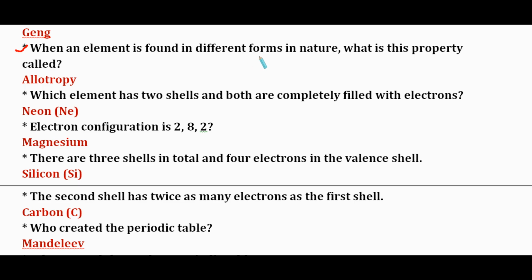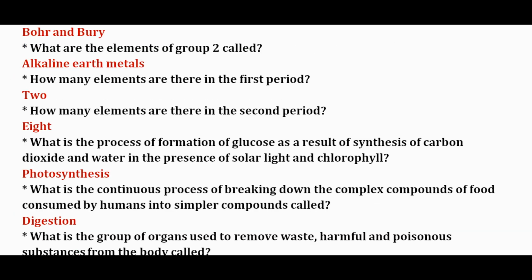Next question. When an element is found in different forms in nature, what is the property called? It is allotropy. Which element has two cells and both are completely filled with electrons? It is neon. Electron configuration is 2, 8. The name of element is magnesium. There are 3 cells in total and 4 electrons in valence shell. The element is silicon. The second cell has twice as many electrons as the first cell. The element is carbon. Who created the periodic table? It is Mendeleev.